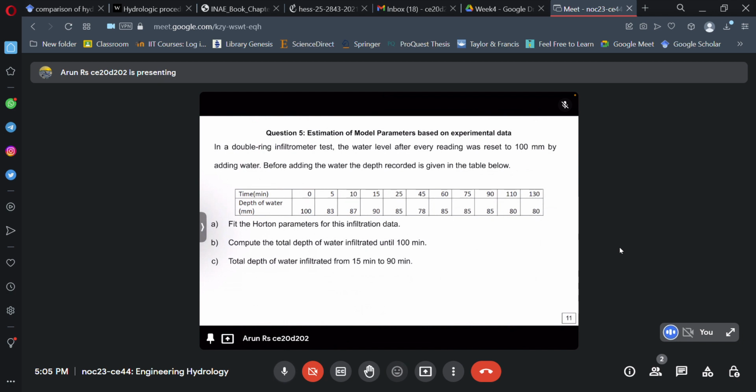So your time is given and the depth of water after some time interval is given. The amount of water that is remaining is noted down, and once it is noted down, they fill the water again to the same level, which is 100 mm, for every time interval. Now for this experimental data, we need to find the Horton's parameters, and compute the total depth of water that is infiltrated until the 100th minute, and the total depth of water that is infiltrated from 15 minutes to 90 minutes. So these are the things which we need to determine.